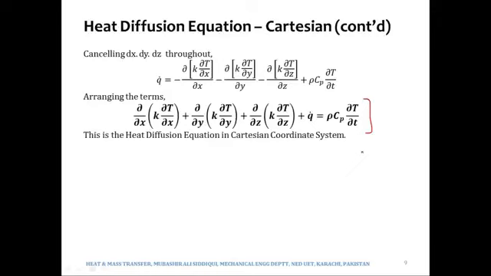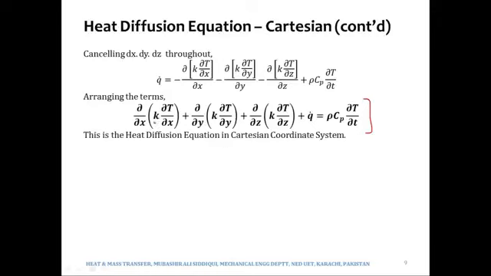If you see the similarity, if you only focus upon the first term, then the second and the third terms are similar. All you need to do is write y in place of x, and then z in place of x or y, and then plus q dot is rho c ∂T/∂t. So this is a pretty simple equation. It is called the heat diffusion equation in Cartesian coordinate system.